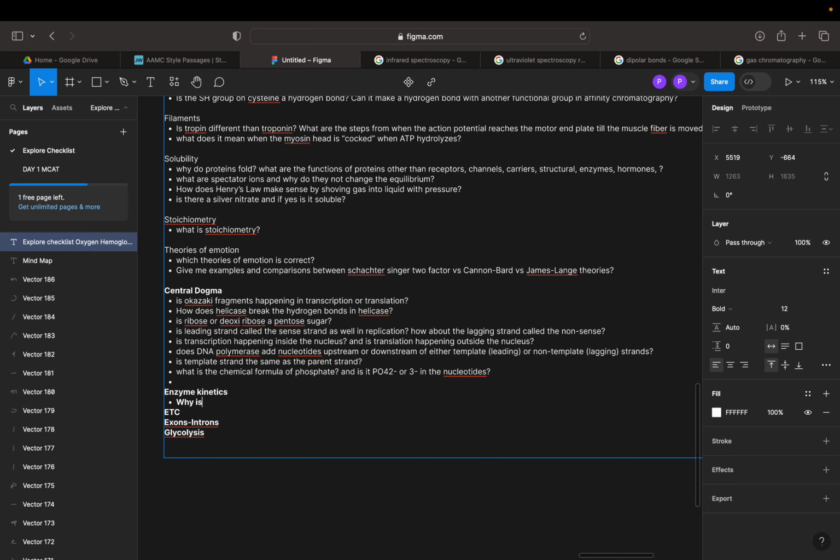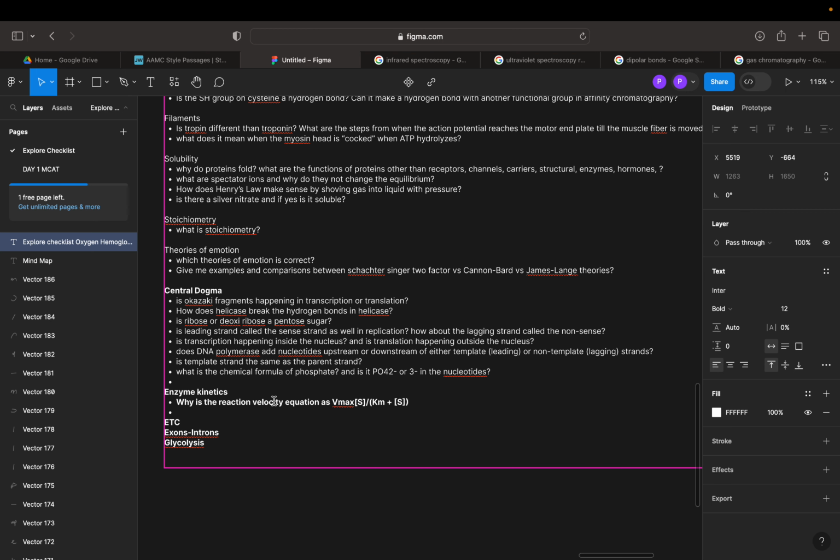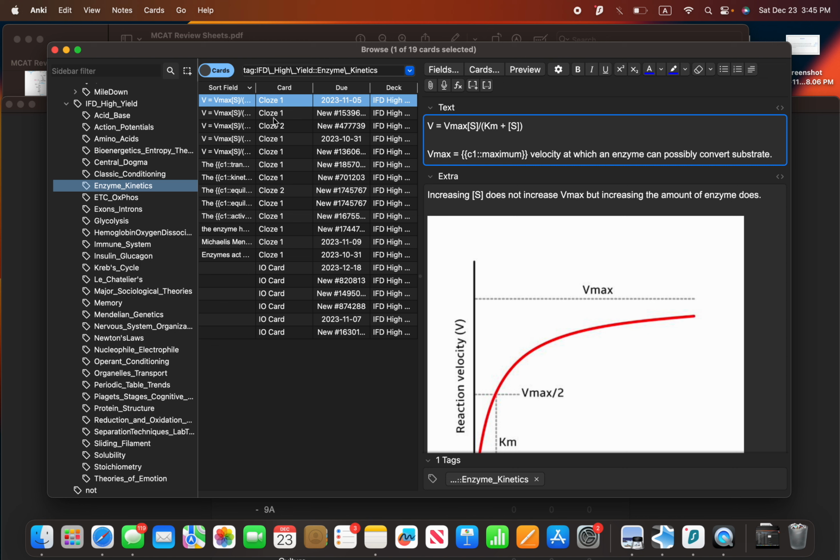So here is the reaction velocity equation: what did we have? Vmax times the substrate concentration over Km plus the substrate concentration. Cool.